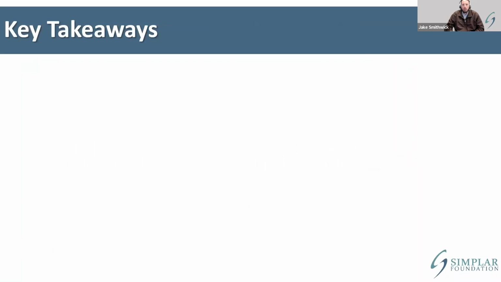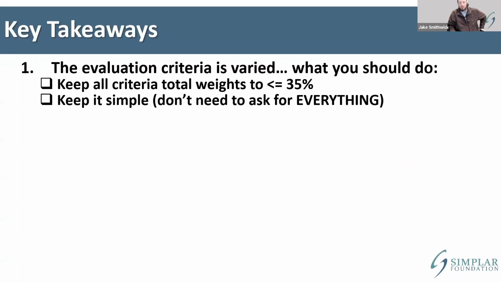So in summary here, key takeaways for our discussion today. Evaluation criteria is quite varied. You saw the table. There's all sorts of ideas that people come up with. The main things to keep in mind are to keep your total weights to 35% or less, and to keep it simple. You don't need to ask for everything under the sun. Just focus on the key main things that can help you actually make a decision when you're looking to hire that firm to do something for you.